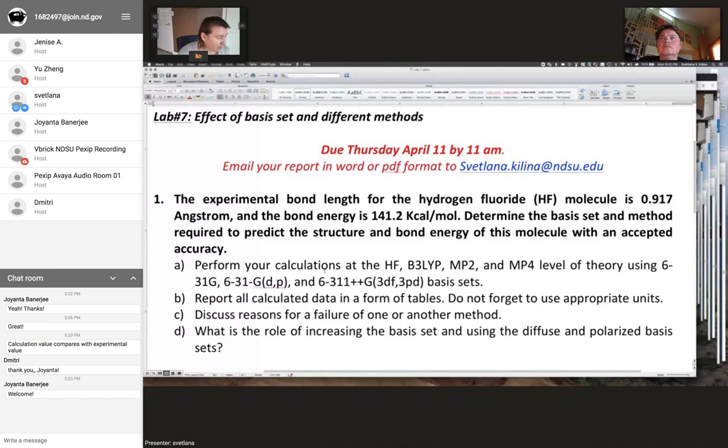And then you can conclude which basis set and which method will result in a much better bond length and much better bond energy. Any questions for the task?